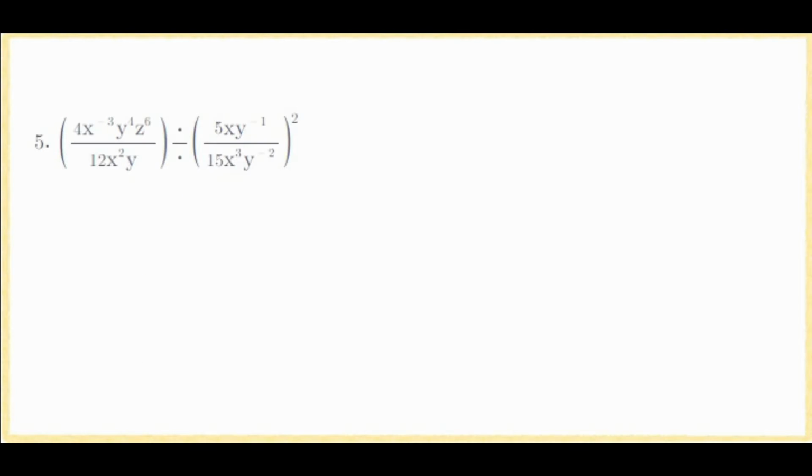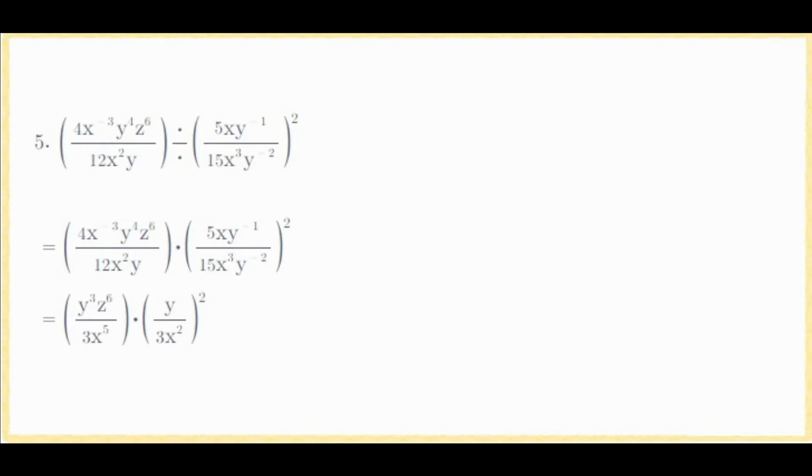For this example, we're going to flip the second fraction, since dividing by a fraction can be the same as multiplying by the reciprocal. So we end up with 4x to the negative 3rd times y to the 4th z to the 6th over 12x squared y times 5x y to the negative 1 over 15x to the 3rd y to the negative 2nd, to the 2nd power.